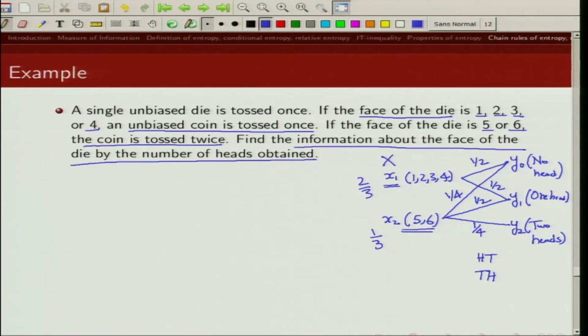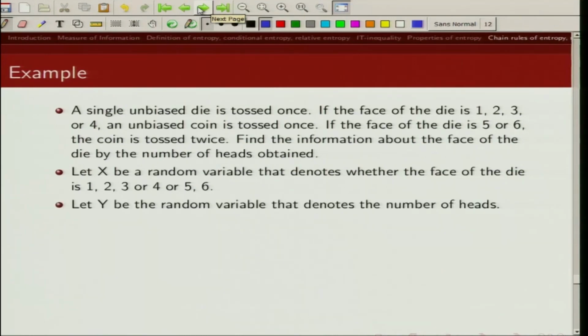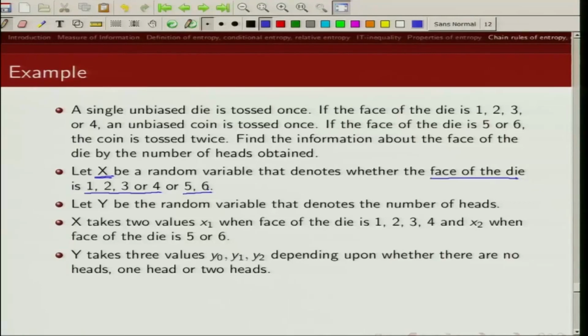Okay. So that is what I have written here. x is a random variable that denotes the outcome of the throwing of the dice. So this can be either 1, 2, 3, 4. I have one set of actions I am taking based on whether the outcome is 1, 2, 3, 4, and I have another set of actions which I am taking depending on whether the outcome is 5 or 6.